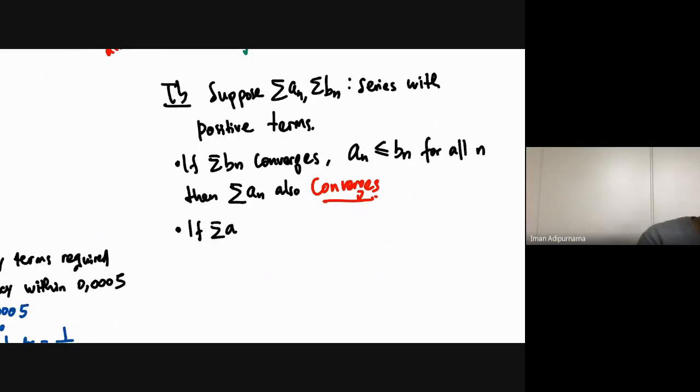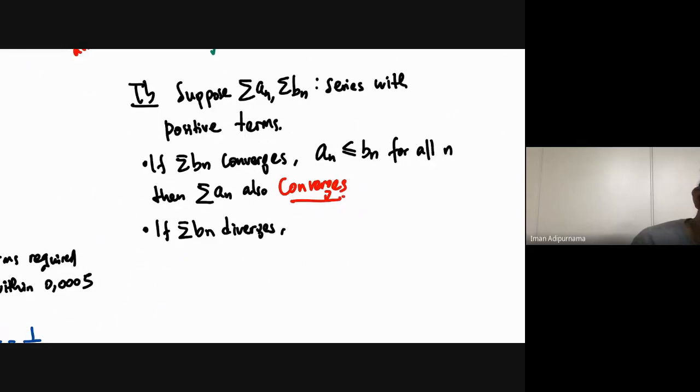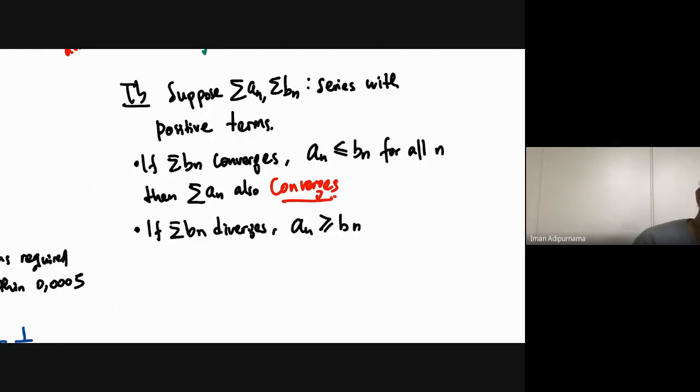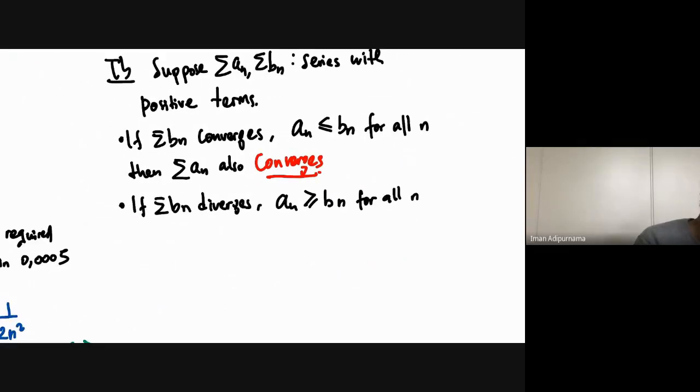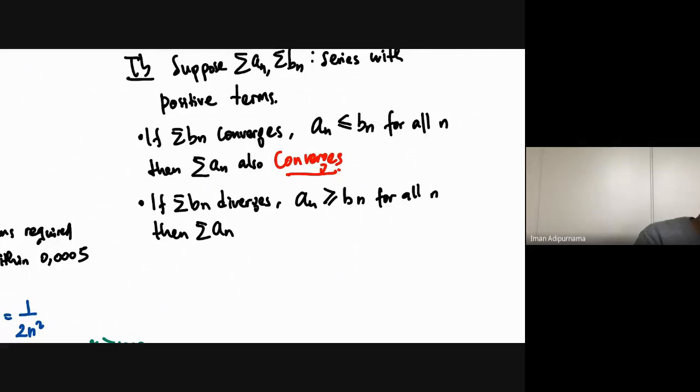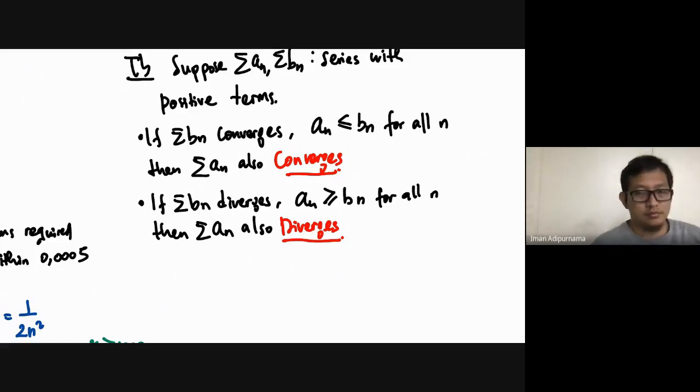And if bn diverges and an is greater than or equal to bn for all n, then the series an will also diverge.